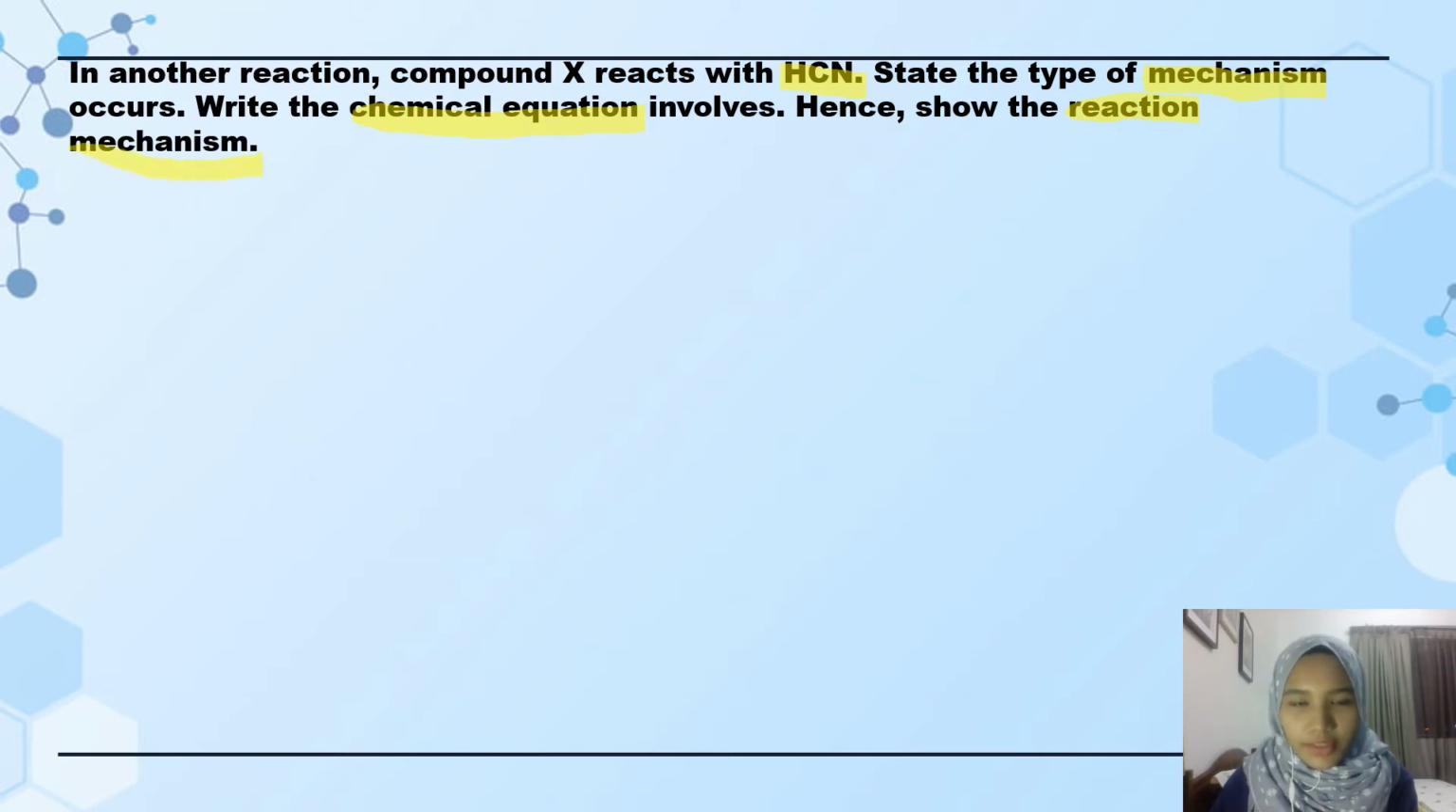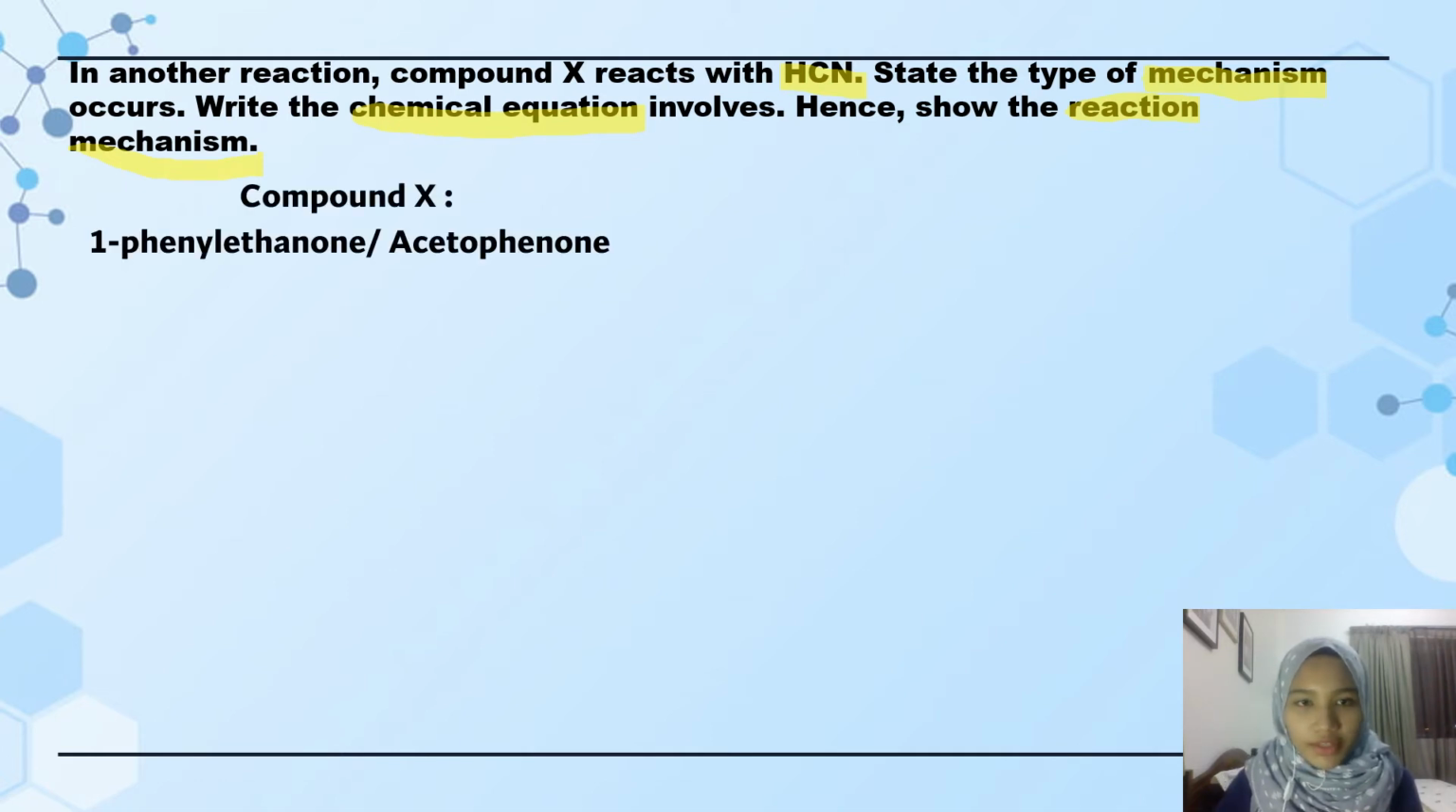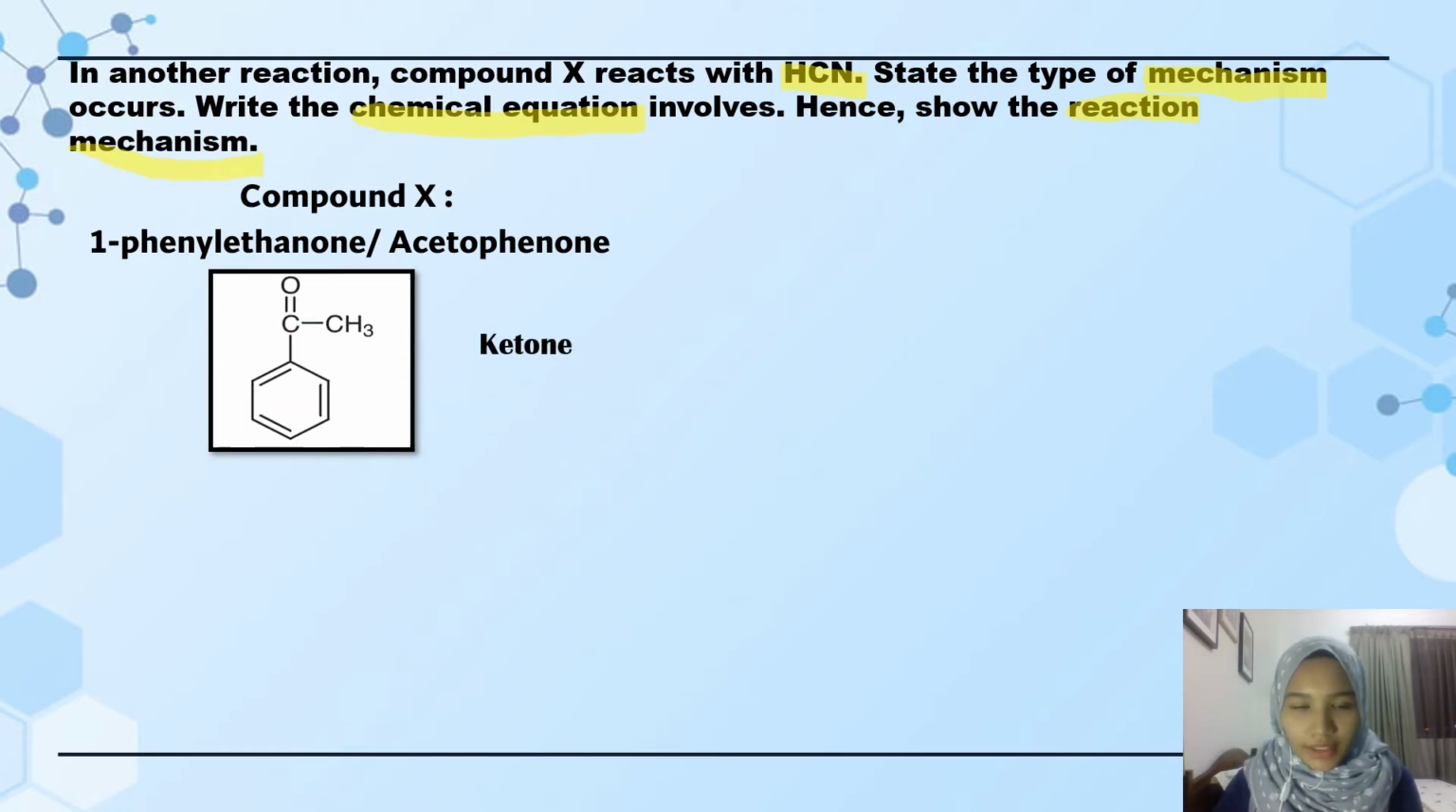From this question, we know that it requires us to do three things: state the type of mechanism that occurs, the chemical equation, and show the reaction mechanism. From the previous question, we already know that compound X is 1-phenylethanone, or acetophenone. So this is the compound, and it is a ketone. So we already know compound X.